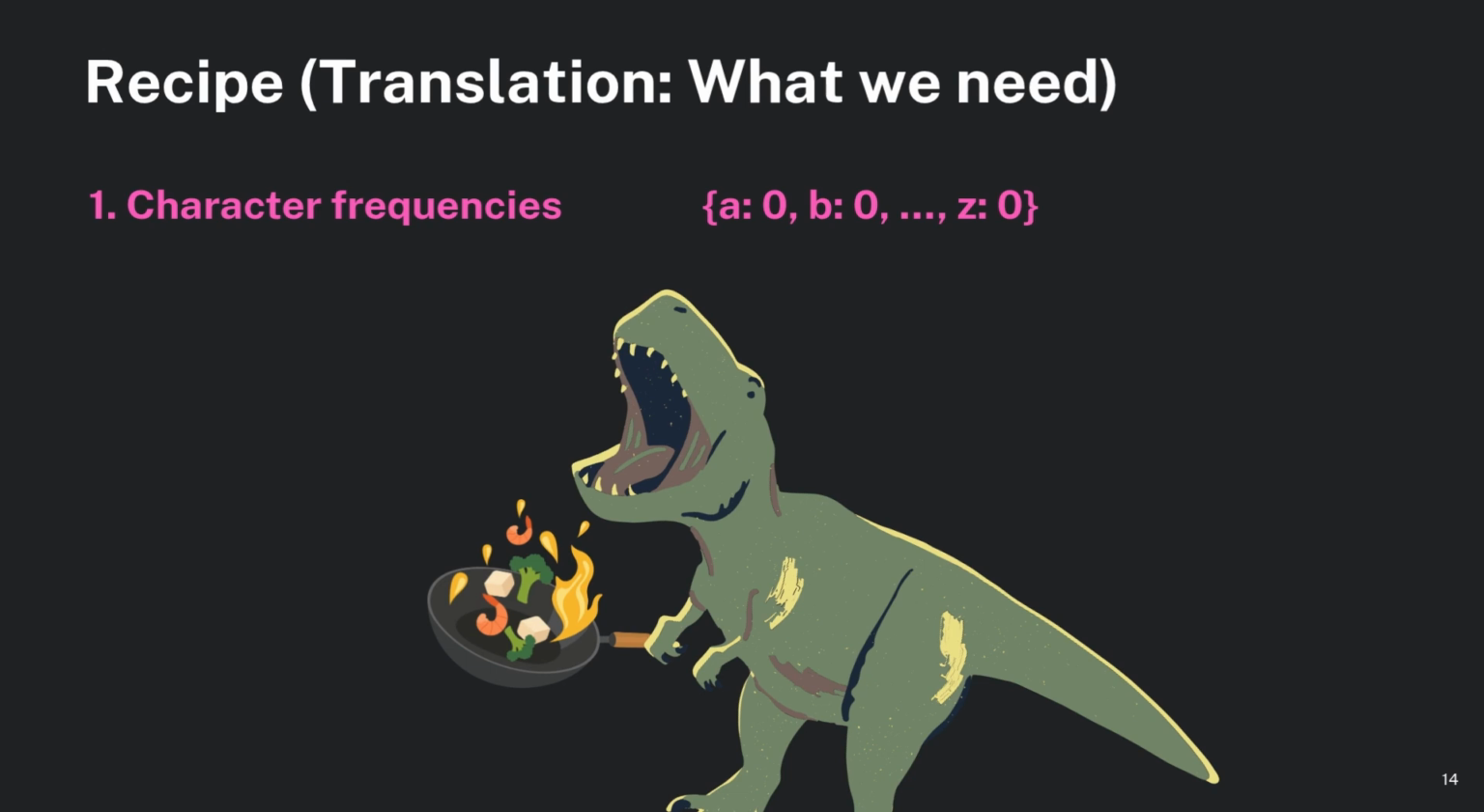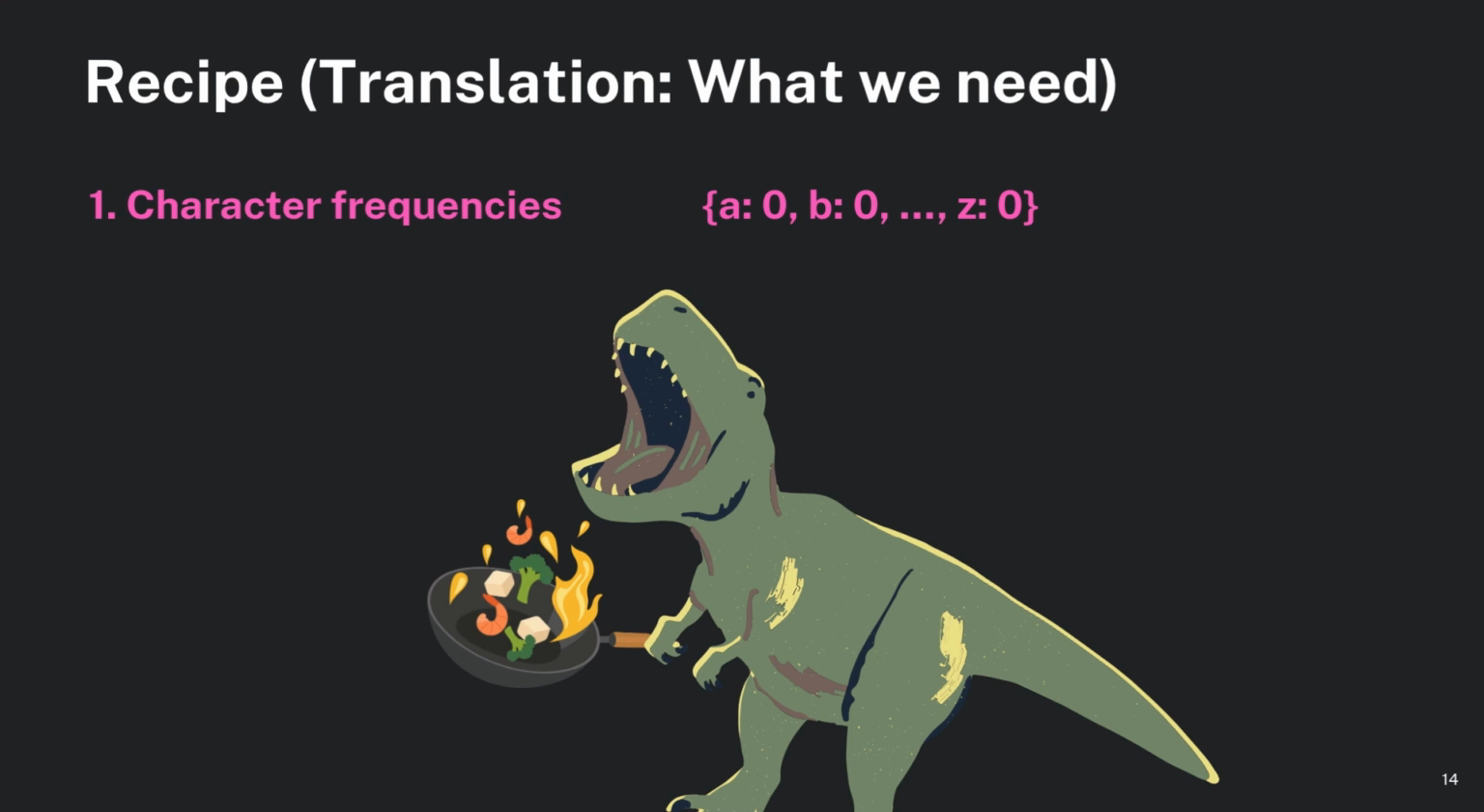Let's try to understand what we need in order to use this algorithm. First, we need the information of how many times each character appears in the input text. For example, if you are implementing the algorithm in Python, you can use a dictionary here.